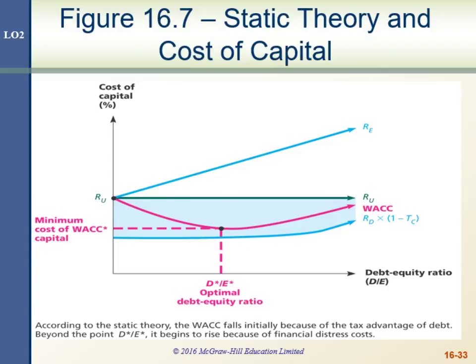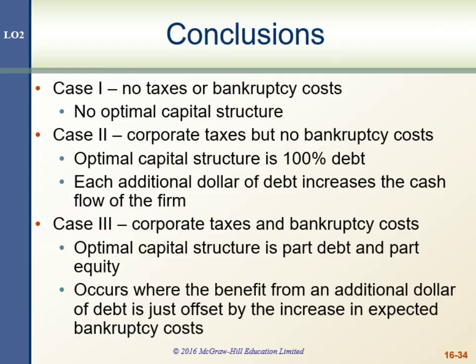So, quick recap of the ideas behind the optimal capital structure and the M&M propositions. Case 1, if we have no taxes and no bankruptcy costs, then firm value is unaffected by capital structure because there's no tax shield. On the other hand, if there are corporate taxes but no bankruptcy costs, then we should have as much debt as possible in the capital structure. So the optimal capital structure is 100% debt, because that minimizes the weighted average cost of capital and maximizes the value of the firm. So each increase in debt increases the value of the firm.